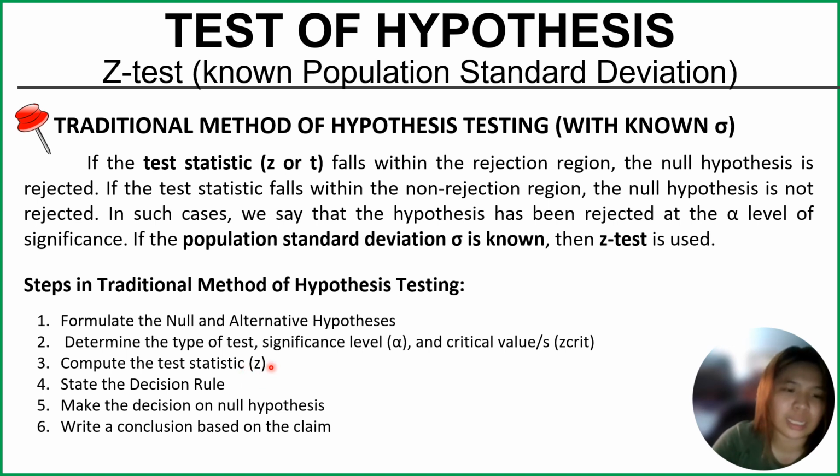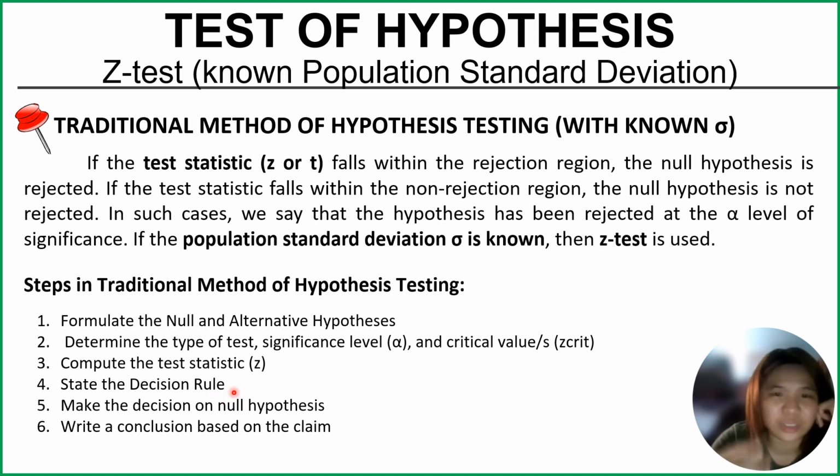So, the test statistic was already discussed with you. We have the formula there, right? So what you will do is just identify the given and substitute it into the formula. And then that is step number 3. For step number 4, we state the decision rule. So I've already presented the decision rule also.